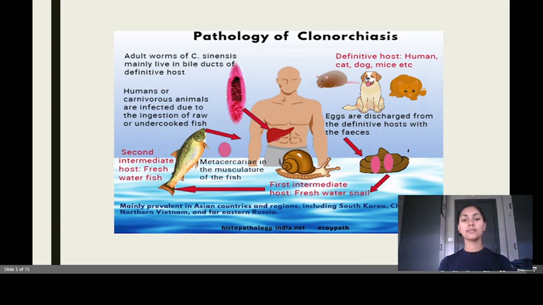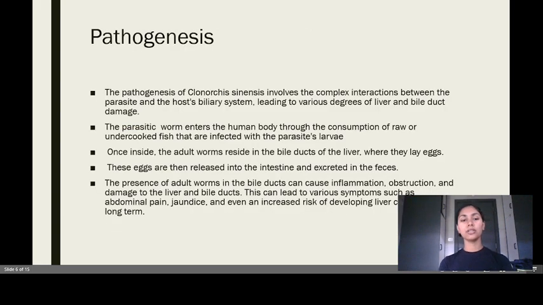Next we talk about pathology. The pathogenesis of Clonorchis involves a complex interaction between the parasite and the host system. This leads to various degrees of liver and bile duct damage. The parasite enters the human body through the consumption of raw or uncooked fish infected with the parasite's larva. Once inside, the adult worms reside in the bile ducts of the liver where they lay eggs. These eggs are then released into the intestine and excreted in the feces.